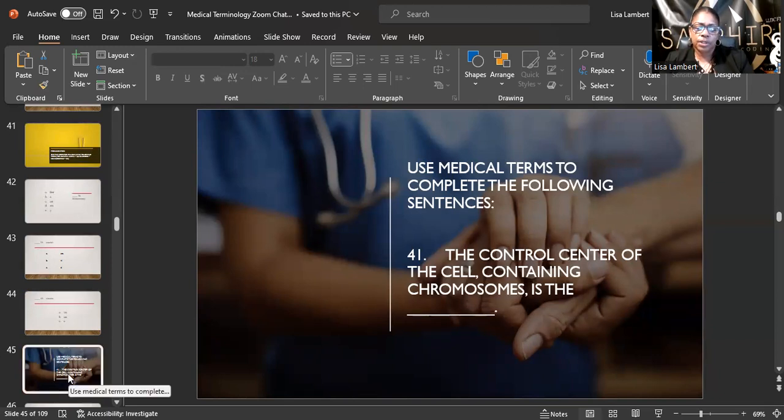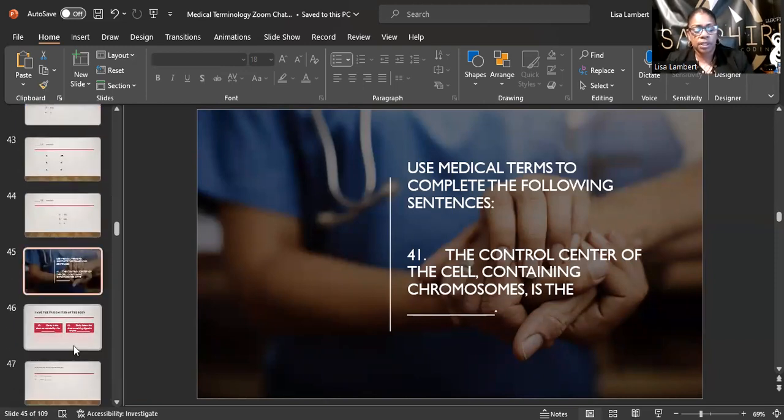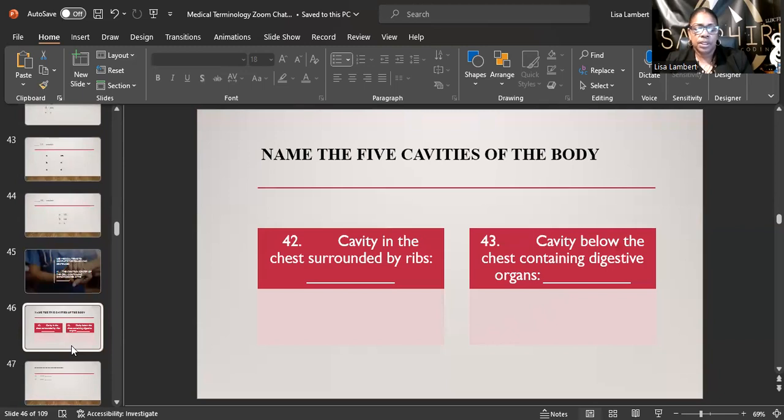The control center of the cell containing chromosomes, that's a question to an answer. I just put that there so you can see it. This is awesome because it lets you see some of the stuff you're going to get in this classroom. This is the kind of stuff you're going to get in medical terminology. You can slow this down anytime you want to.